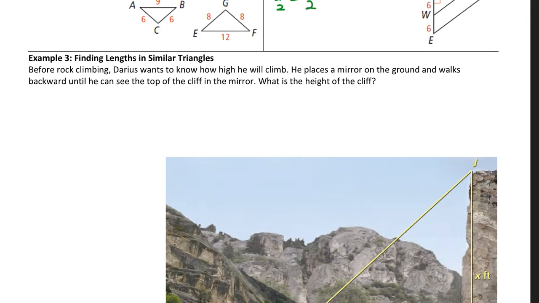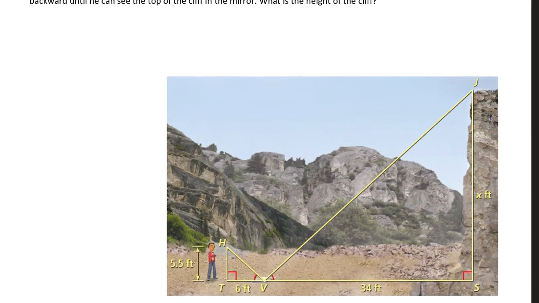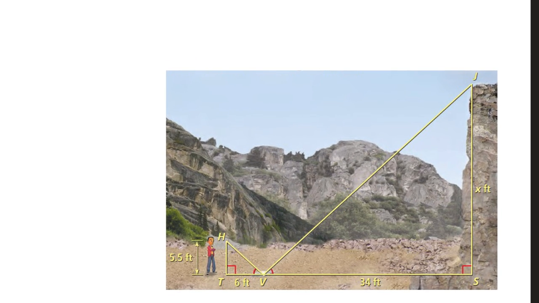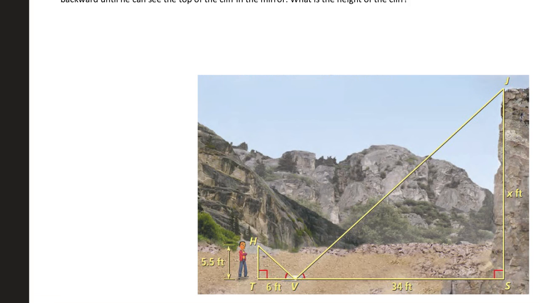Now in example 3, it's kind of a wacky example, but it says, before rock climbing, Darius wants to know how high he will climb on this cliff face. He places a mirror on the ground and walks backwards until he can see the top of the cliff in the mirror. What is the height of the cliff? So to set this problem up, I'm going to have 2 ratios here, or a proportion that compares 2 ratios, because these are going to create 2 similar triangles.